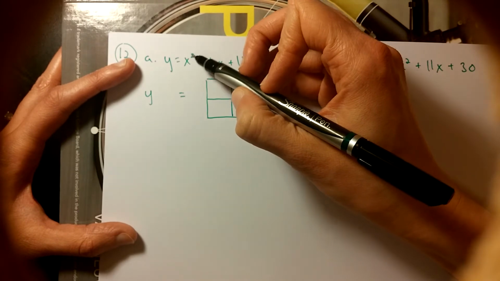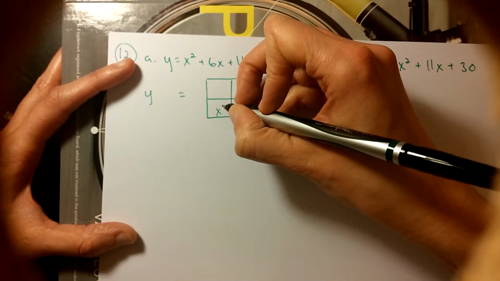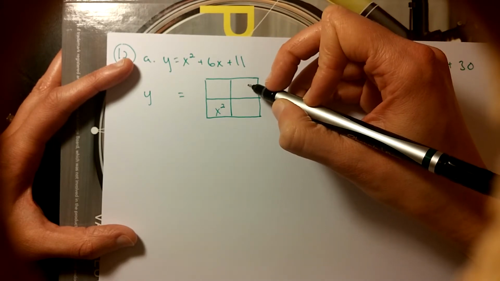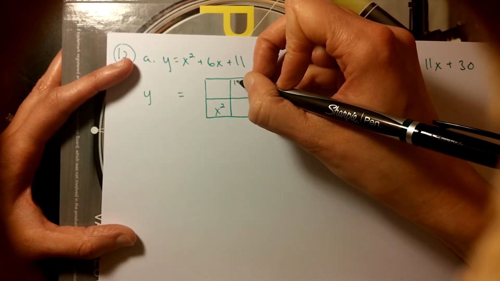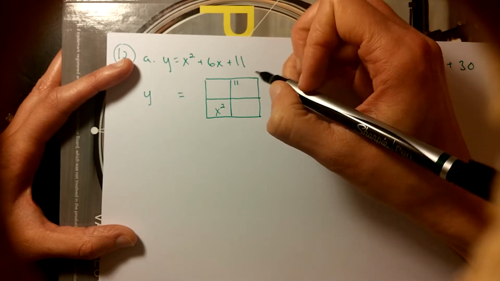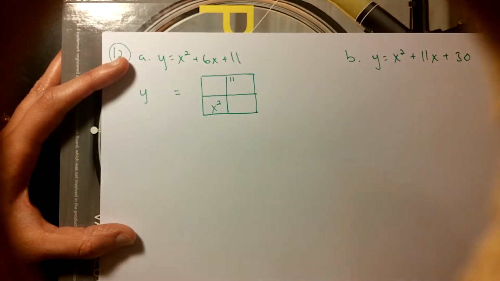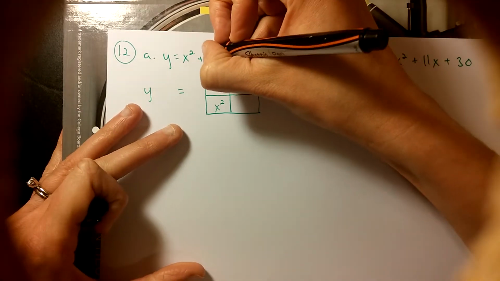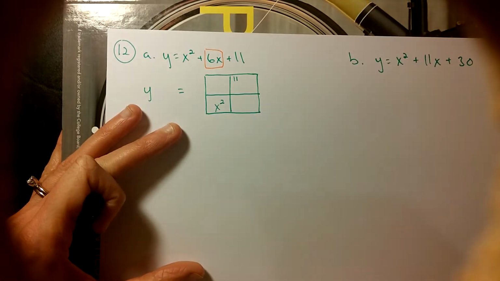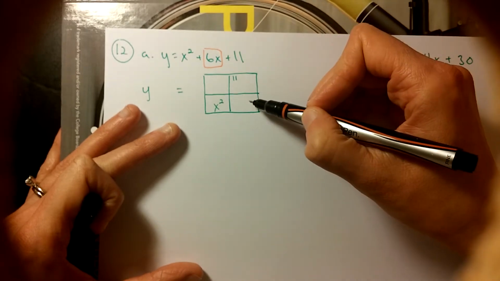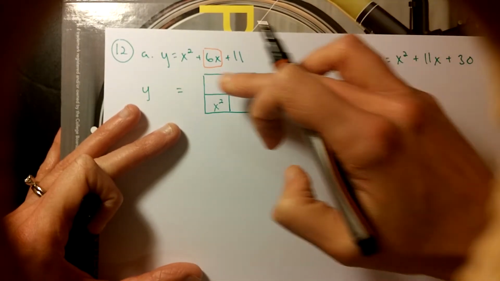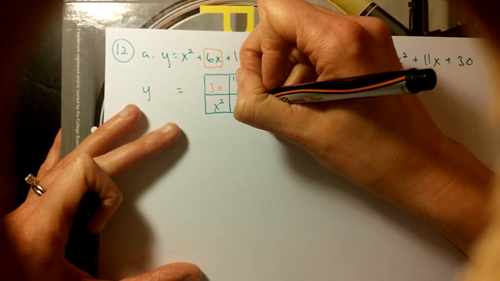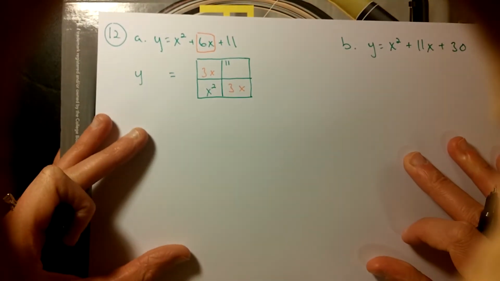I'm still, like normal, going to put my x squared term here. Now my units, my 11, normally we put units in this upper right box. I am going to do that, but I'm going to put the 11 there a little at the top. And then what you do with completing the square is you take your x term, so this 6x, and you evenly split that between these two boxes. So 6x, if I evenly split it up into two parts, each of them would be 3x. So I have a 3x in each of those spots.